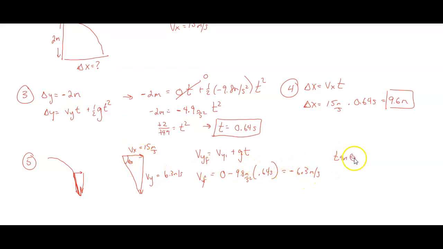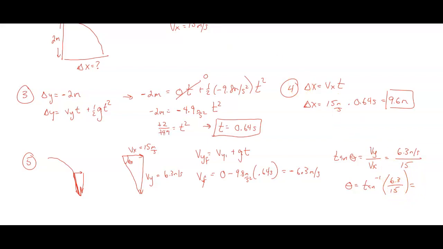Tangent of theta is going to be equal to the opposite over the adjacent. From this angle, Vy is opposite and Vx is adjacent. So tangent theta is equal to 6.3 meters per second divided by 15. To get theta by itself, I actually have to take the inverse tangent. So theta is equal to tan inverse. On your calculator, you can just hit second tangent to get that function. And plug your fraction in, 6.3 over 15.